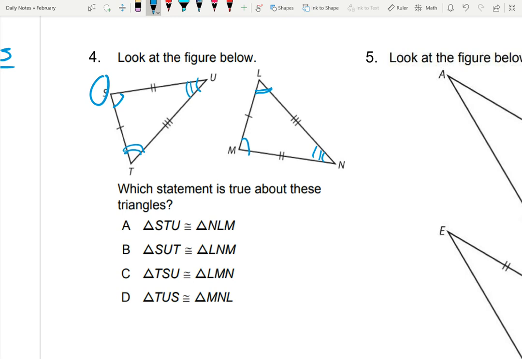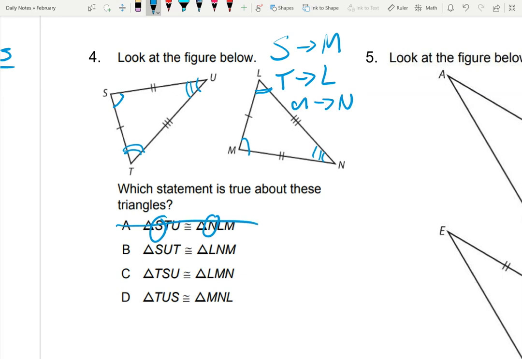So S would have to correspond with N for this to be true. Now we already know S does not correspond with N. S corresponds with M. T corresponds with L, as we mentioned, and U corresponds with N. So we want to make sure that those are in the same order in our answer. So S would correspond with M, not N. So it can't be A. So B, S is corresponding with L. And again, we know that's not true based on the picture we've already drawn, as S corresponds with M. So that can't be it.